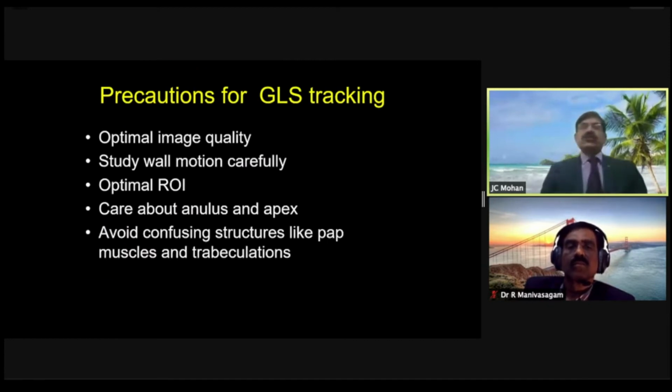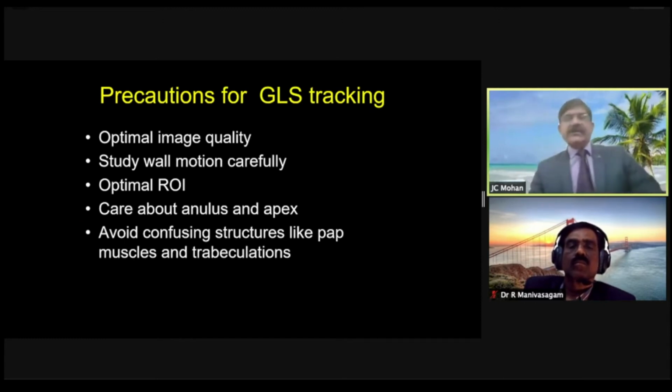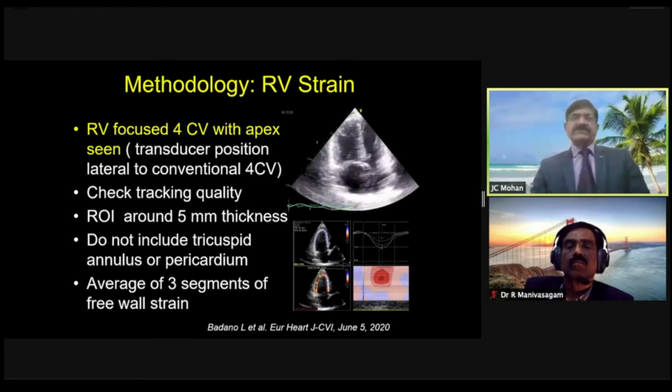So what did I say so far? What was that voodoo or black magic? All I said was, there should be optimal image quality, study wall motion carefully, optimal region of interest, care about annulus and apex, and avoid confusing structures like papillary muscles and trabeculations. Shouldn't be including them in the region of interest because these would give very different values.